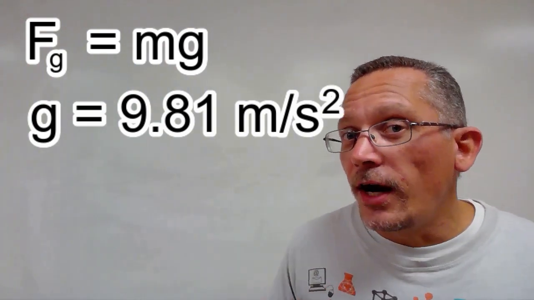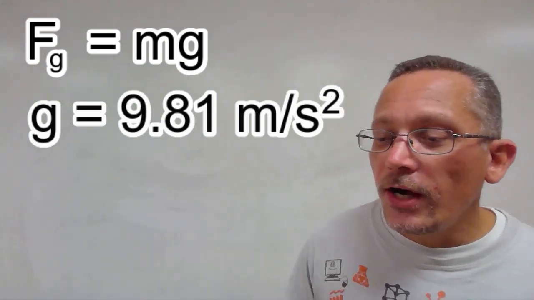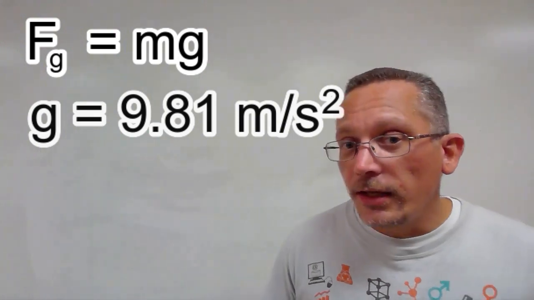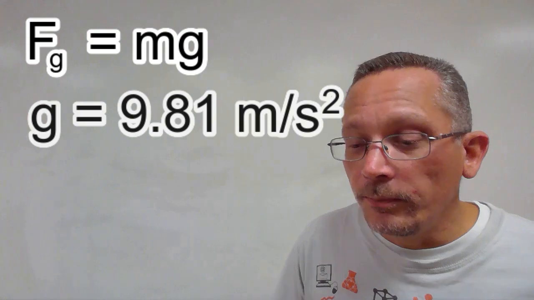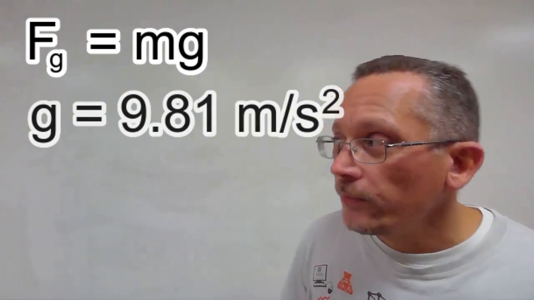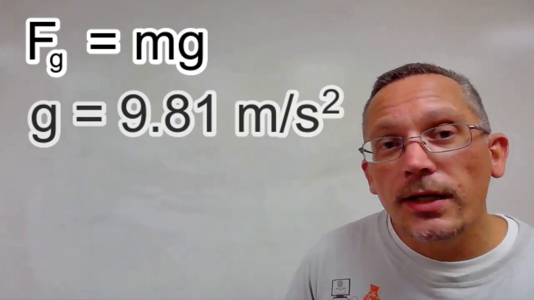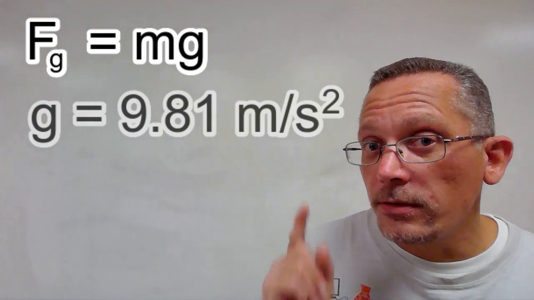Whatever planet you're on has its own acceleration due to gravity. Here on Earth, we use this little g for the acceleration due to gravity. On different planets, it's going to be different amounts. But whenever you're doing a problem here on Earth, we can use a particular number for this lowercase g. Everywhere on Earth, it's about the same. It's 9.81 meters per second squared.